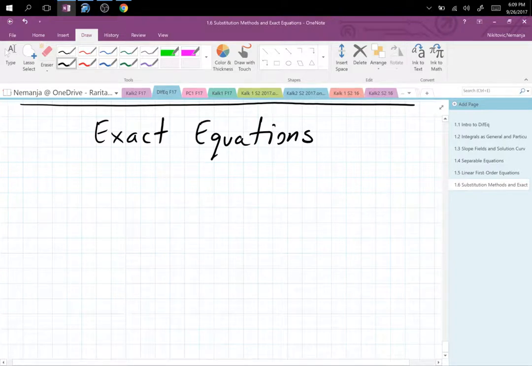Hello and welcome back to differential equations. We are continuing section 1.6. This is a talk on exact equations. It might look like separable, but it's not.